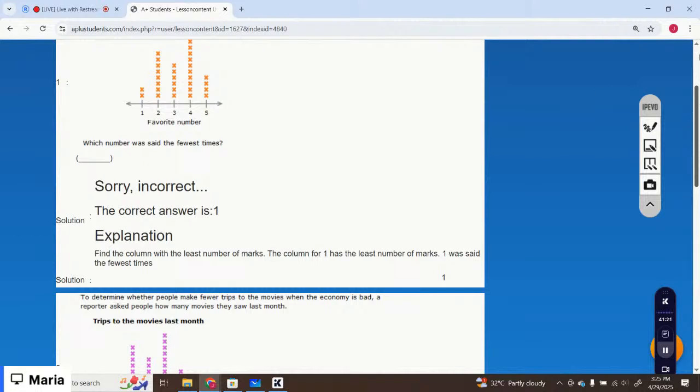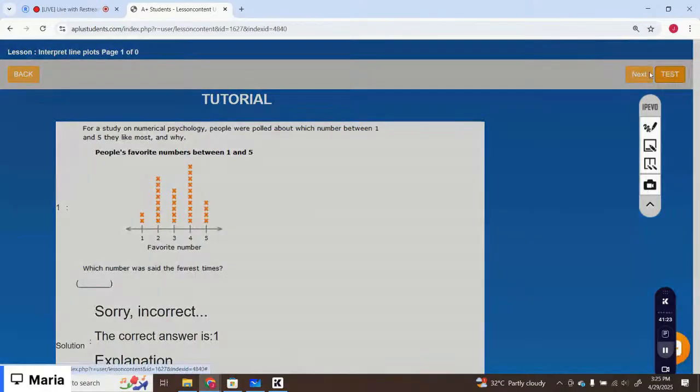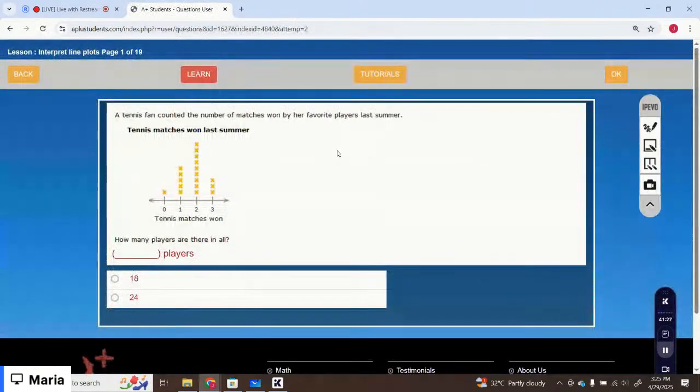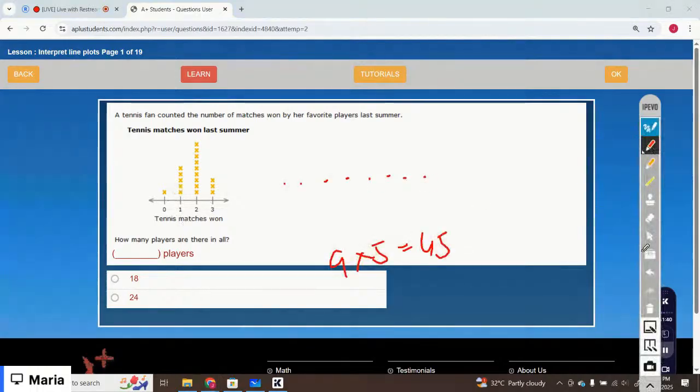Let's just start with the test questions. A tennis fan counted the number of matches won by her favorite player last summer. How many players are there in all? You need to calculate the total players, right? So just calculate the outcomes.